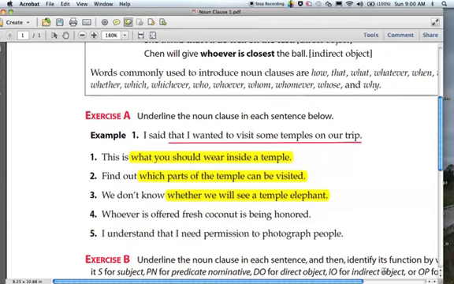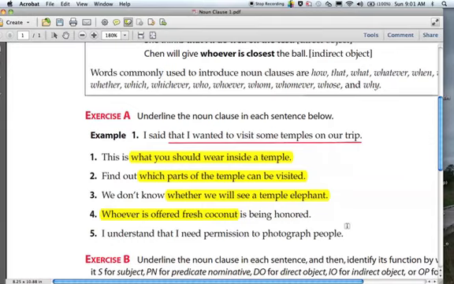We don't know. What's the function of the noun clause in number 3? As I sip my Dr. P. That's right, it is a direct object. Number 4, Bobby Orr, boom. Whoever is offered fresh coconut is being honored.